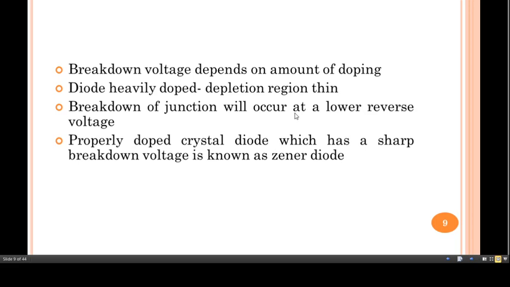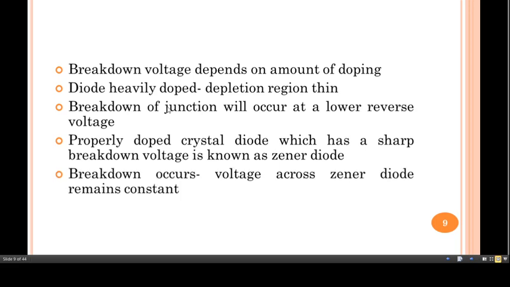So for construction of this Zener diode, the amount of doping is heavy, and due to that the depletion region width is thin, and due to that less width of depletion region, the junction breaks down at a lower reverse voltage.